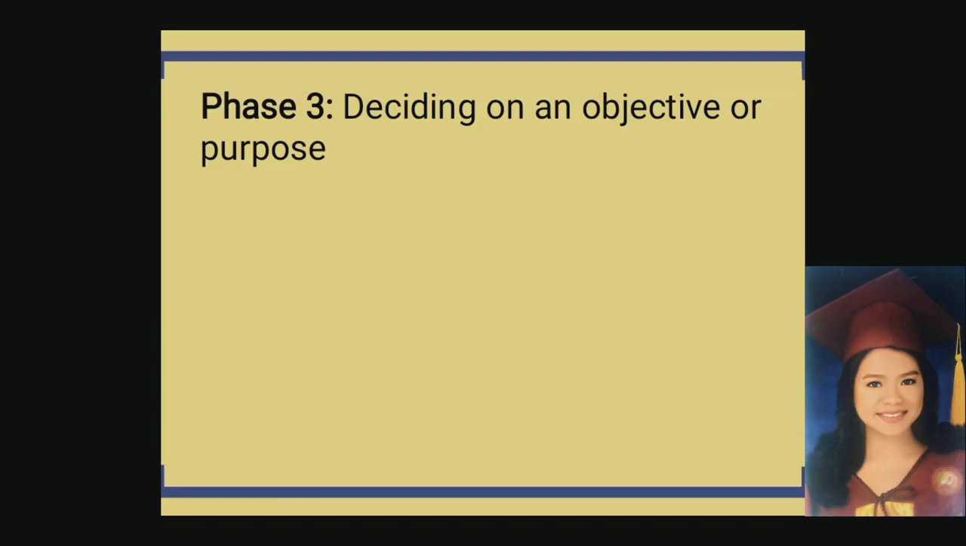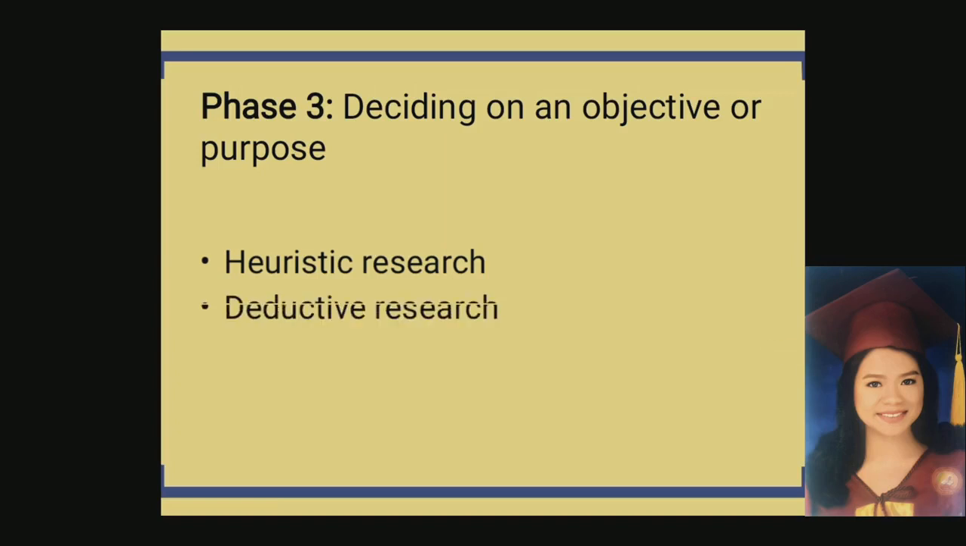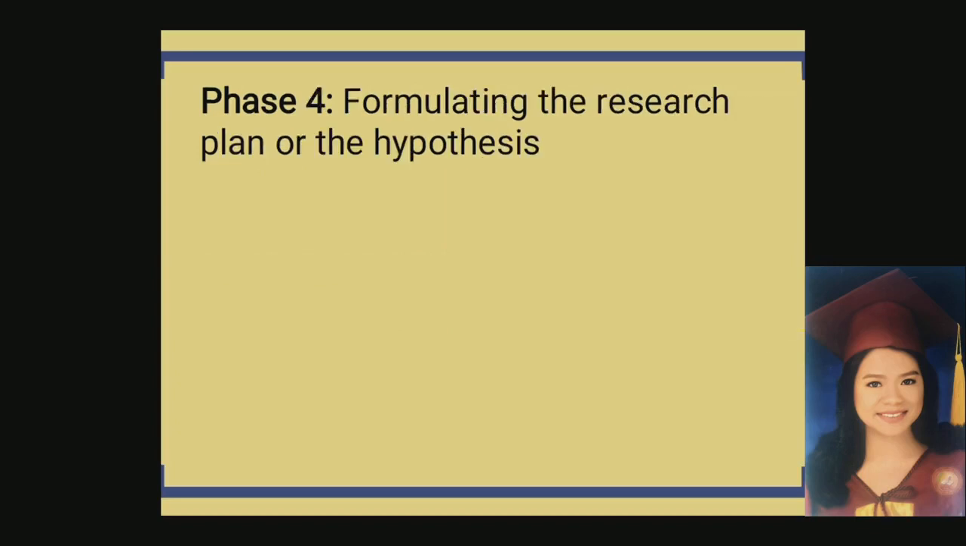Phase 3. Deciding on an objective or purpose. Heuristic research. Heuristic research involves exploring the subjective experience of a particular phenomenon within a purposive sample of individuals. Deductive research. Deductive research is typically associated with scientific investigation.